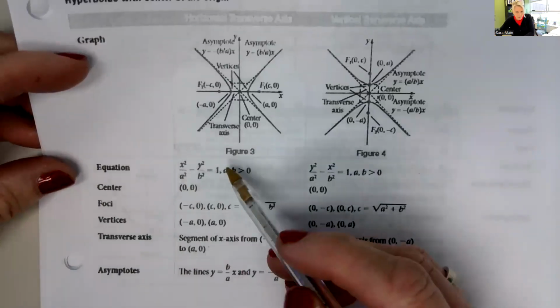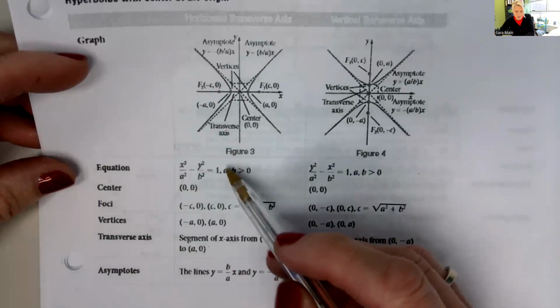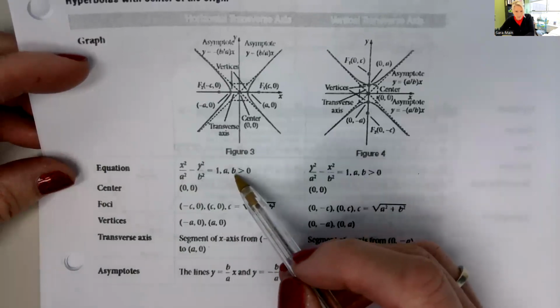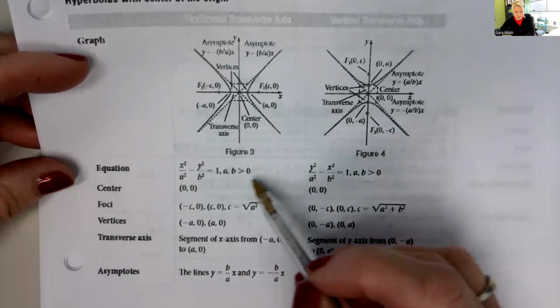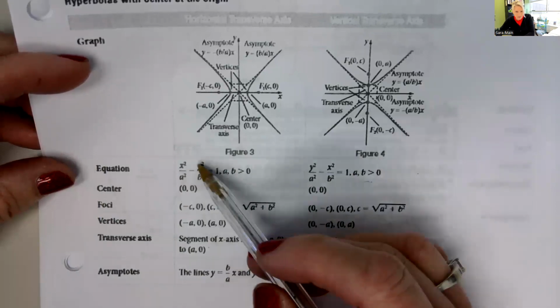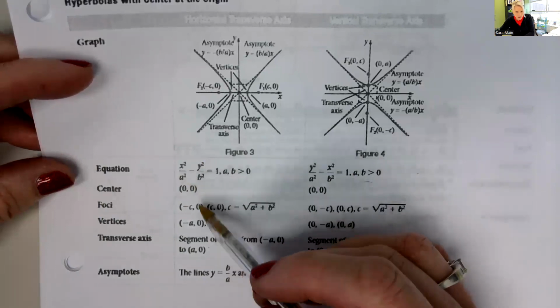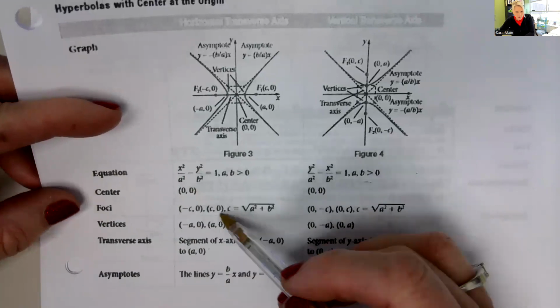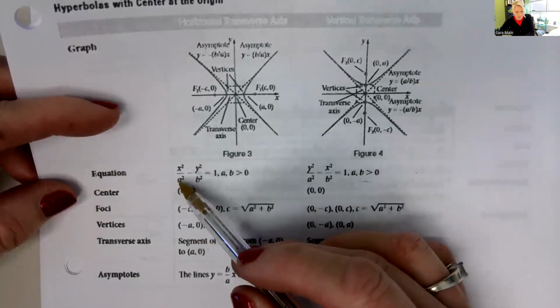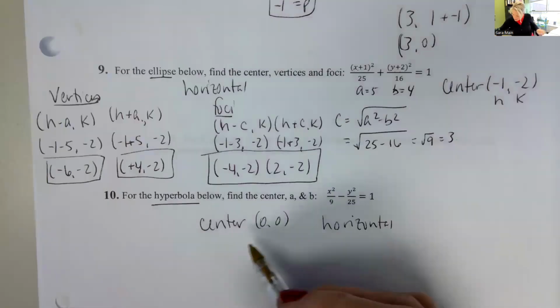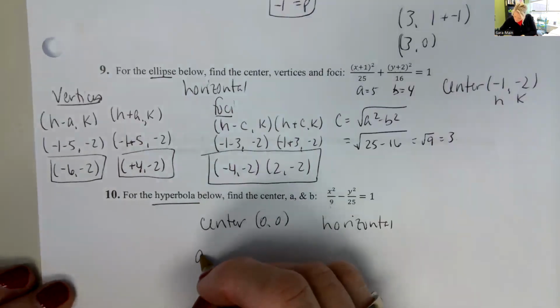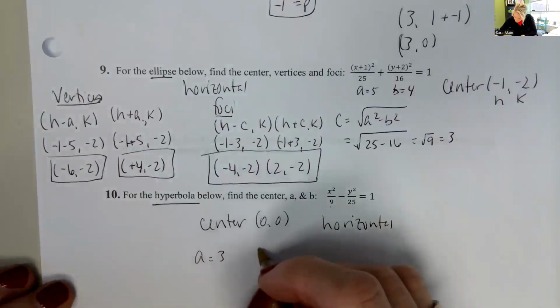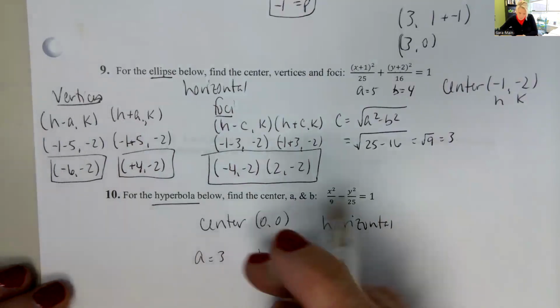A is not necessarily bigger than B in the hyperbola, but A and B are both greater than 0. You can see that here and here. Because we have x squared minus y squared, this is what we're going to use for our foci and our vertices. That means it's our A squared and our B squared. So our A is 3 and B is equal to 5.